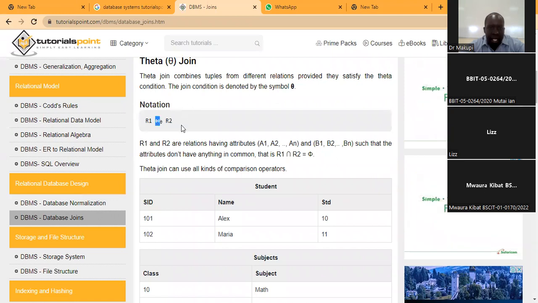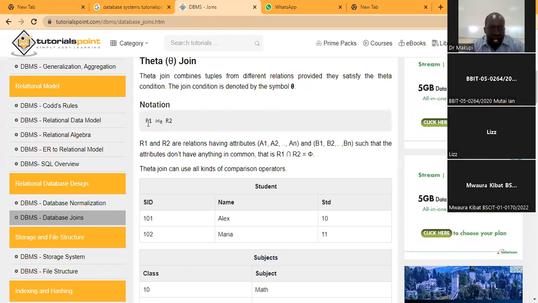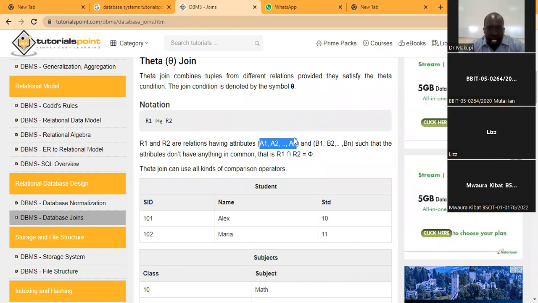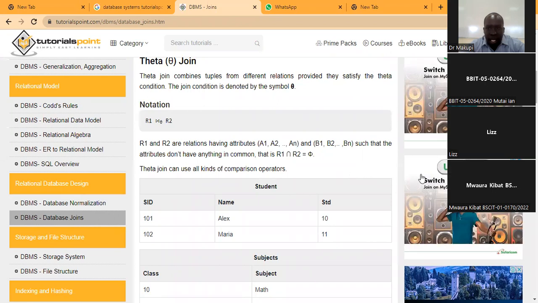There's a notation there, and you put in that theta join so that it represents that we are joining relation 1 and relation 2. Now, in a theta join, R1 and R2 are relations having attributes. Taking an example of R1, which is relation 1 or table 1, having the attributes A1, A2, up to AN. It could be ID, for example, A1 is ID, A2 is age, up to whatever attributes can be represented in that particular table or relation.